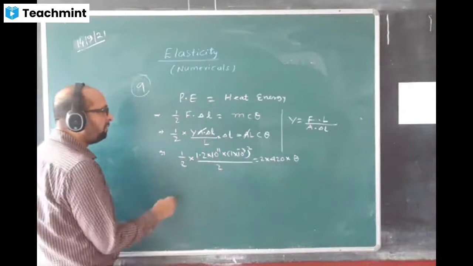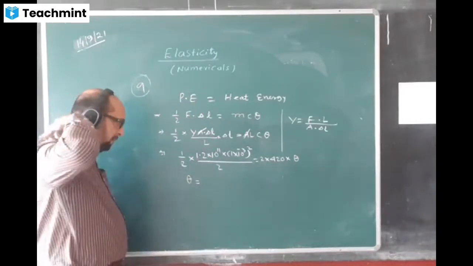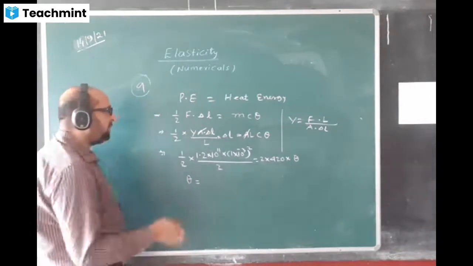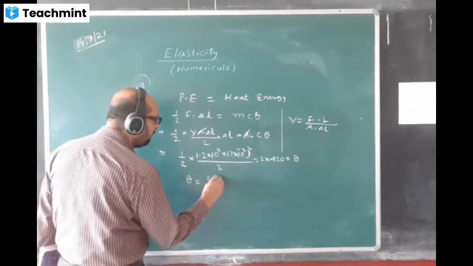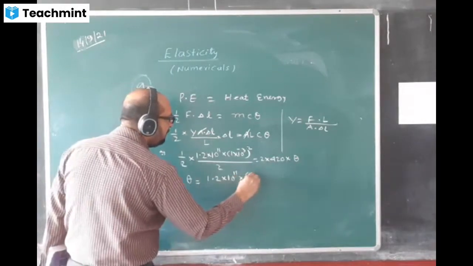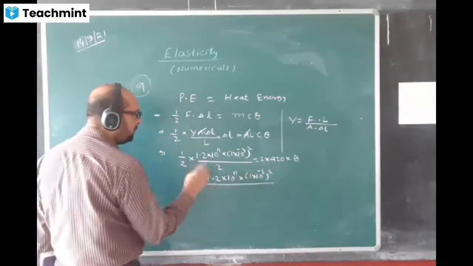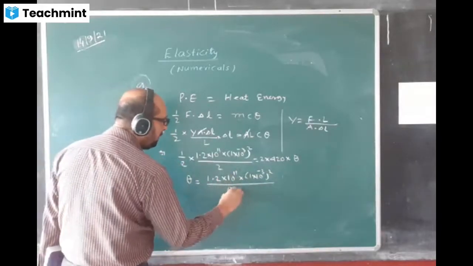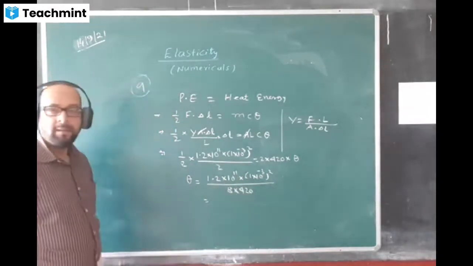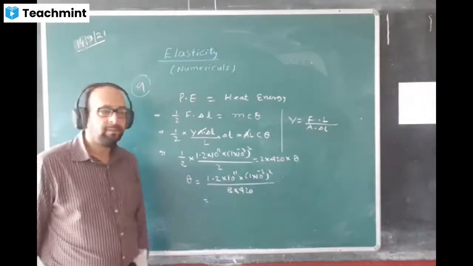Now, using this equation, get the value of theta and tell me what is the value of theta coming. Calculate the value of theta. The value of theta is going to come like this: 1.2 into 10 power of 11 into 1 into 10 power minus 3 whole square divided by 2 to the 4 to the 8 into 420. Now check. Use calculator and tell me what answer you get.